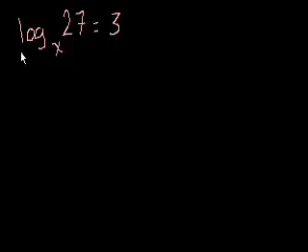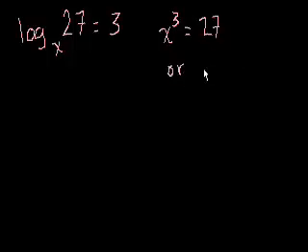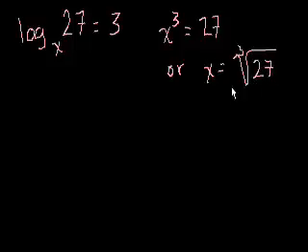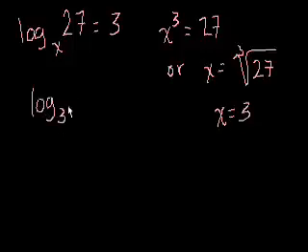Well, just like what we did before, this says that x to the third power is equal to 27, or x is equal to the cube root of 27. And all that means is that there's some number times itself 3 times that equals 27. And I think at this point you know that that number would be 3. x equals 3. So we could write log base 3 of 27 is equal to 3.